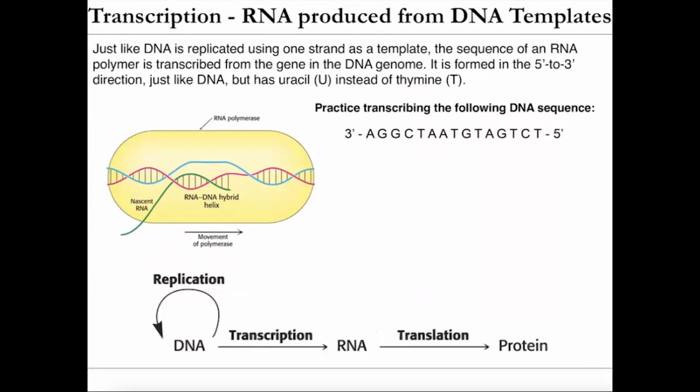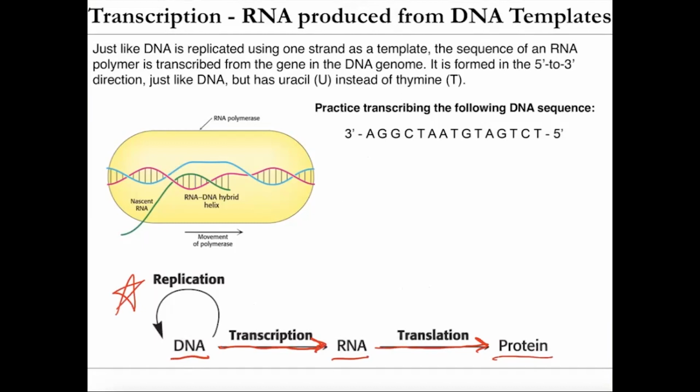The process of making an RNA polymer from a DNA sequence is called transcription. Just like DNA is replicated using one strand as the template, the sequence of an RNA polymer is transcribed from a gene in the DNA genome using that base pairing information. It is also formed in the 5' to 3' direction, just like DNA, but RNA has uracil instead of thymine. This brings us back to our central dogma, where DNA is transcribed into an RNA message, which is then translated into a specific protein molecule.